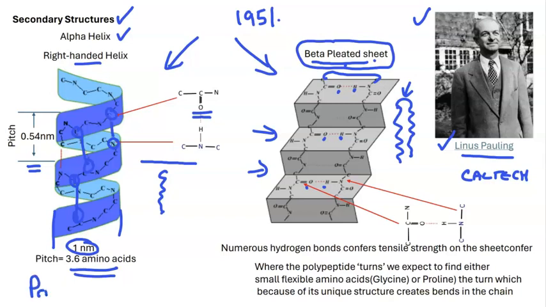Primary structures fold into secondary structures. The secondary structures have two forms, the alpha helix and the beta pleated sheet, both determined by Linus Pauling, and a core part of a student's understanding of the structure of proteins.